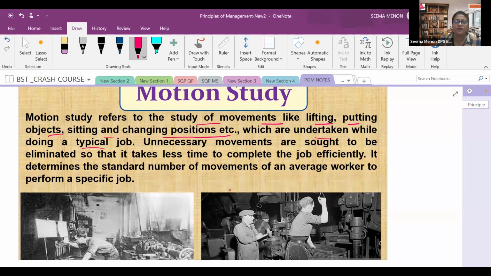So motion study refers to the study of movement, like lifting, putting objects in the machine, sitting and changing positions in the office or in the work area. Unnecessary movements are sought to be eliminated. Always unnecessary movement should be avoided, to take less time to complete the job efficiently. It determines the standard number of movements of an average worker to perform it.